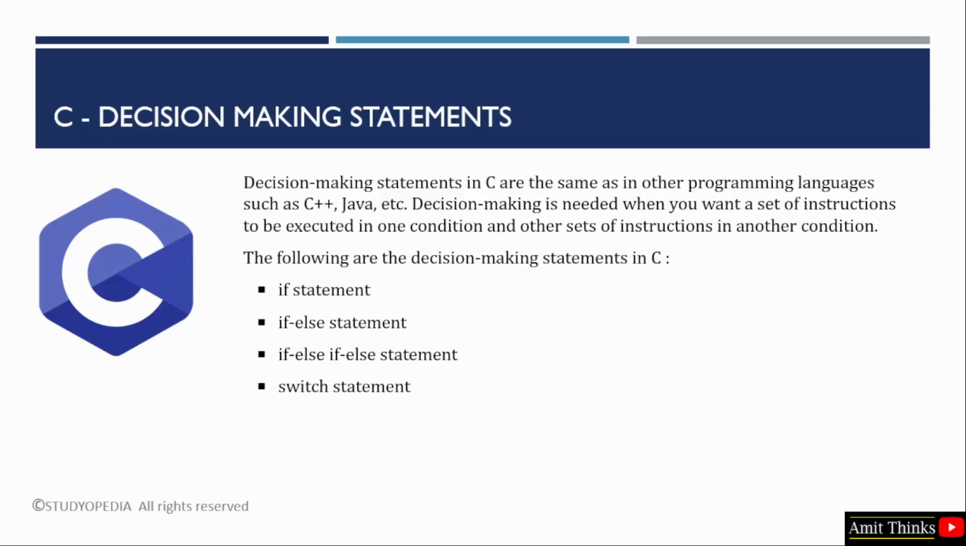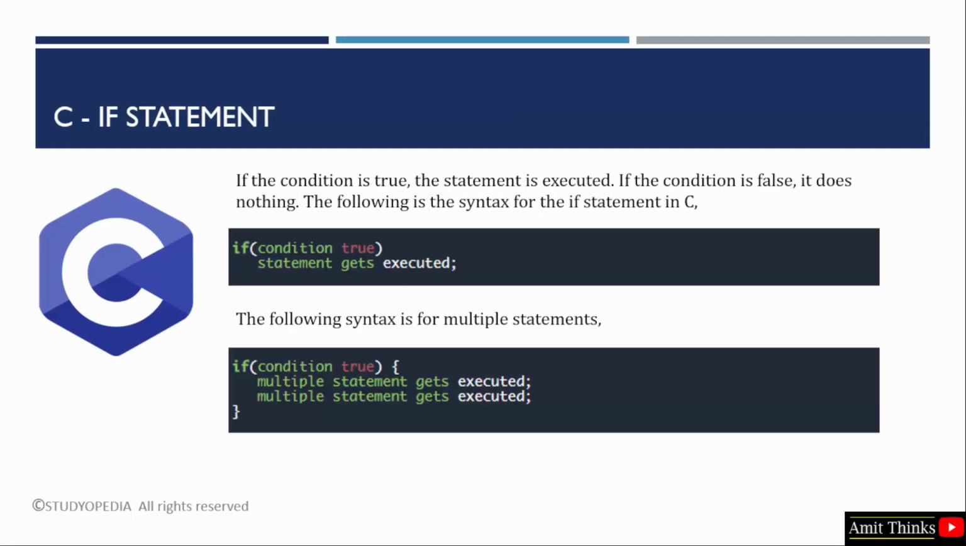Here are the types of decision-making statements: if, if-else, if-elseif-else, and switch statement. So let us start with the if statement. The if statement in C executes a block of code if a specified condition is true. Here is the syntax. The if statement is visible and within parentheses we can see condition true. So if the condition will be true, the statement will get executed.